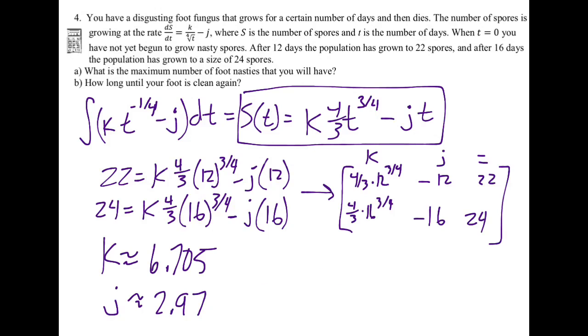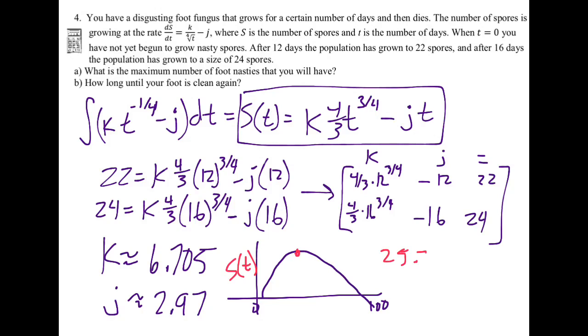So after playing with my window for a while, eventually I found that 0 to 100 gave me a decent window. So I did x min 0, x max 100, and then I hit zoom fit, and it gave me a graph that looked like that, essentially. And I want to calculate this maximum value, because that would be the maximum number of foot nasties that I have, because again, your y value is the number of spores. So calculate that maximum, and you should find that you will have roughly 25.716 foot nasties.